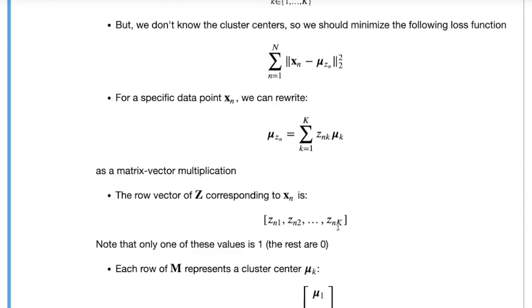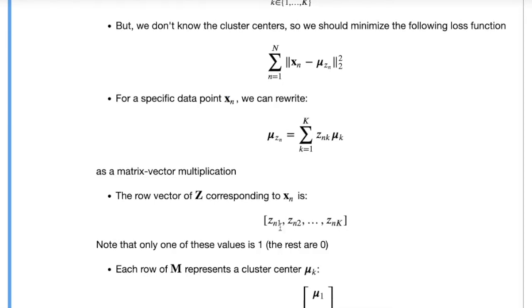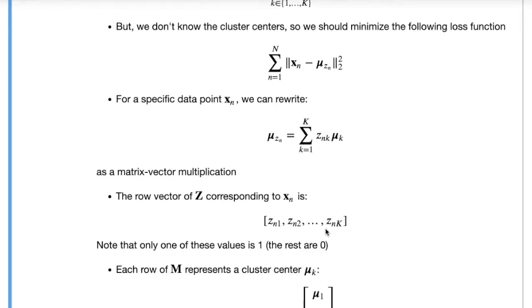So this is a 1 by K vector. And the way we constrain this is that only one of these values is 1, and the rest of these values should be all zeros, right? So this is what we also call one-hot encoding. So what this means is that if only z_n1 is equal to 1, and the rest of the entries here are zeros, then this mu_zn is technically mu_1. However, if that 1 is in the second location, then we get mu_2, right? So this structure is very important, that we only have one 1 in here and the rest of the entries are zeros.